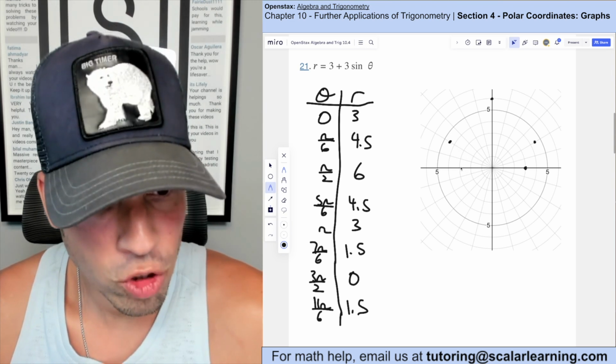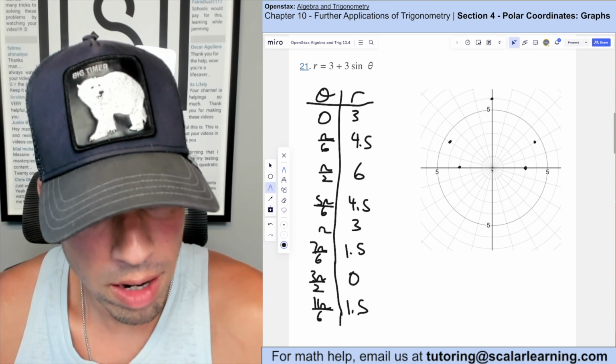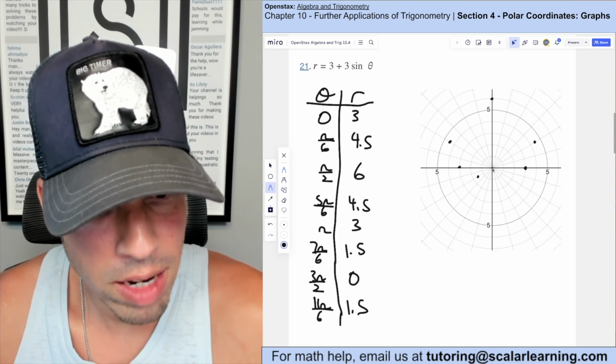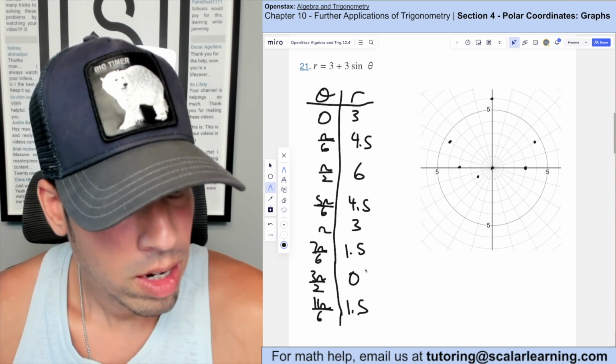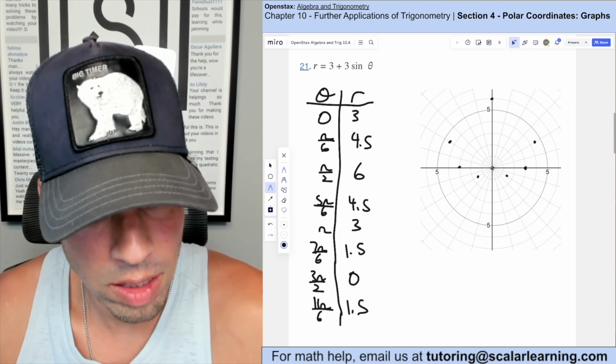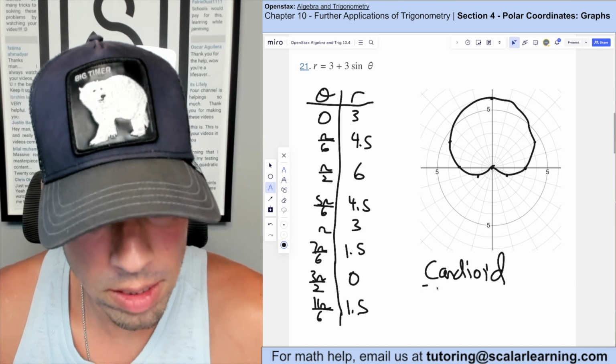At pi coming straight across, we have 3. At 7 pi 6, we have right down here 1.5, like that. At 3 pi halves, we have 0 here. And then at 11 pi 6, again, we have 1.5. That's like right here. Okay, now let's connect the dots. And for this one, we have what is called a cardioid. That's how you do it.